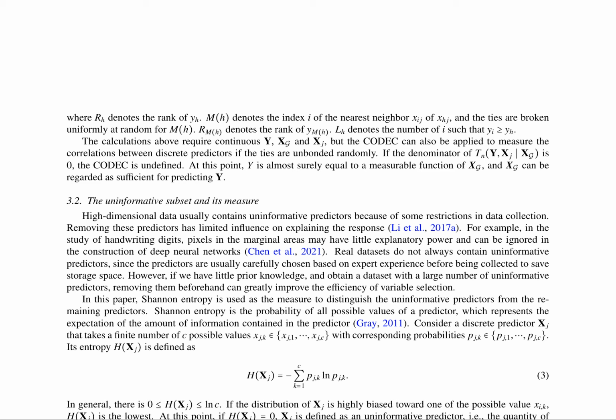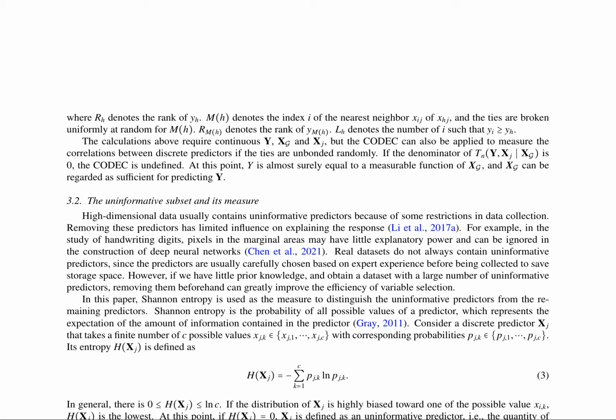The novel variable selection method, CODEC, leverages conditional entropy to identify relevant predictors in high-dimensional data. This approach is based on the principle that the response variable y should exhibit high conditional entropy given the predictor set xg, but low conditional entropy given the predictor set xj, indicating that xj does not contain additional information about y beyond what is already present in xg. CODEC is applicable to both continuous and discrete predictors.